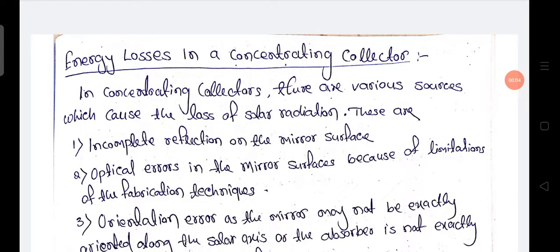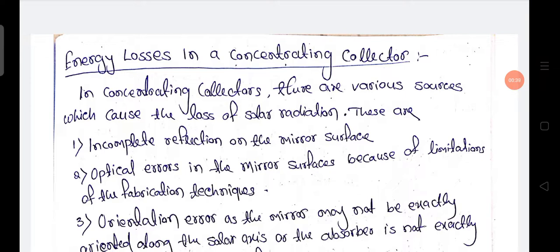In today's class, we are going to discuss the energy losses in our concentrating collector. In previous classes, we have seen the types of concentrating collectors. In today's class, we will see the losses which happen in these types of concentrating collectors.